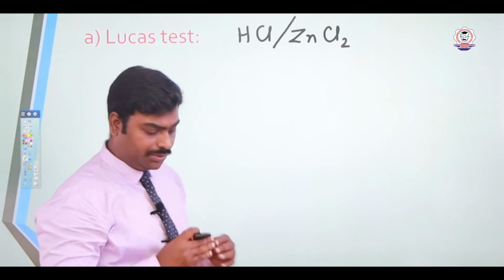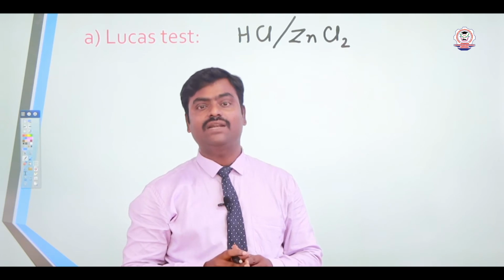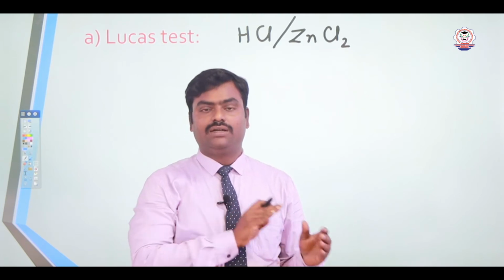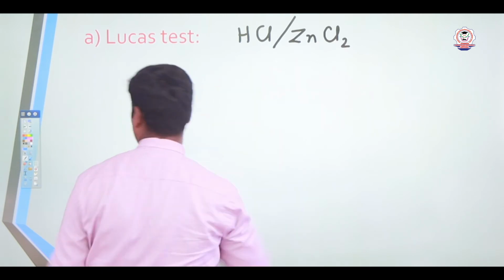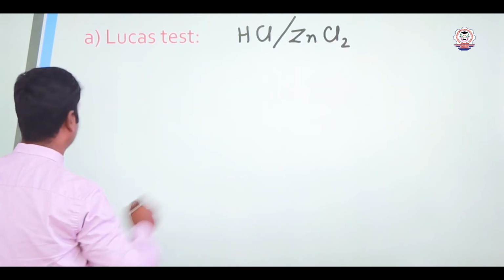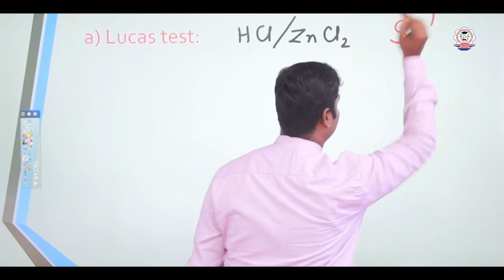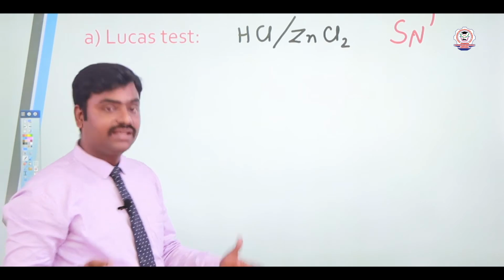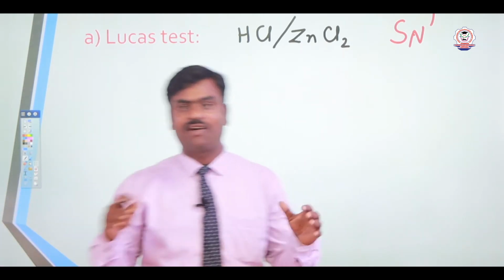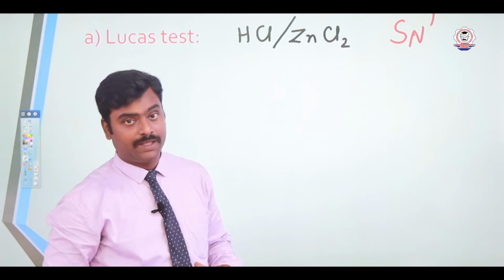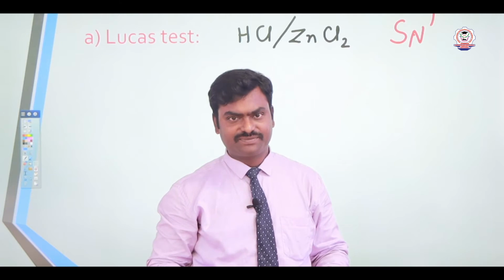Whenever you use HCl and zinc chloride with alcohol, it undergoes an SN1 type of nucleophilic substitution reaction. We already know that the SN1 reaction mechanism follows a carbocation mechanism. So here we have to discuss carbocation.